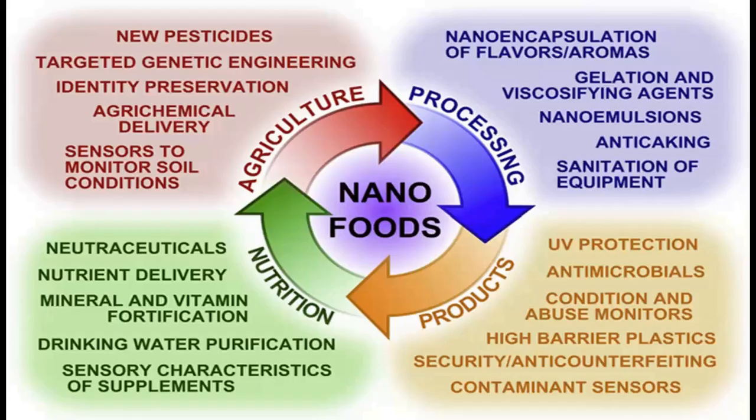If we move towards processing, there are many food materials which are heat sensitive and lose their aromas and flavors due to heat treatment. To preserve them, we can't use thermal treatment. So many technologies like nano encapsulation capture the aroma and flavors in a capsule, and they are preserved during storage. Different preservation methods like gelation and viscosifying agents are also prepared with the help of nanotechnology. Then nano emulsions, anti-caking.